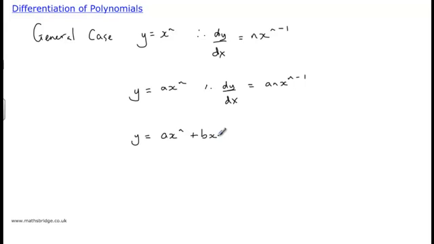Extending slightly further, if the polynomial has two terms, then the differential is the sum of the differential of these two terms.